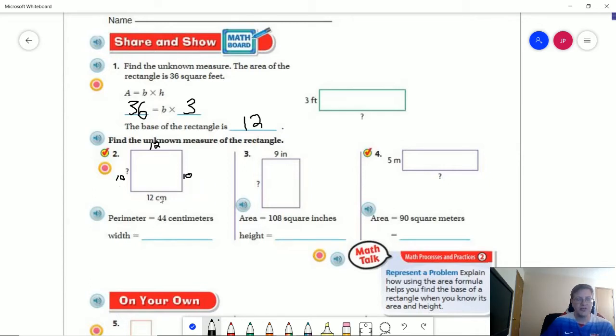We can do 12 times 10 to get our area. And they just want the measurement of the width. If we want the area, then that would be 120.